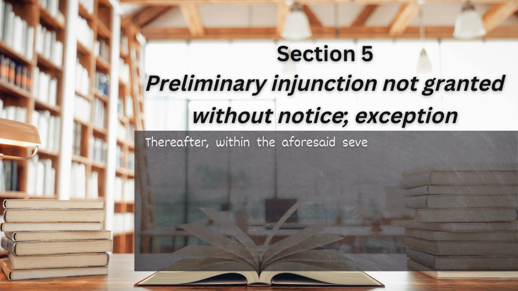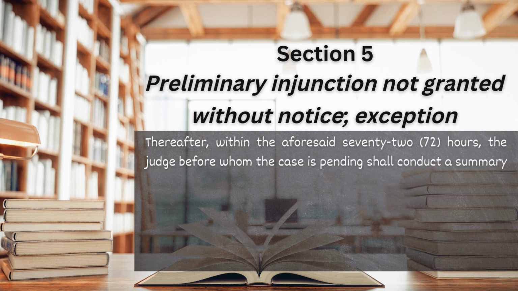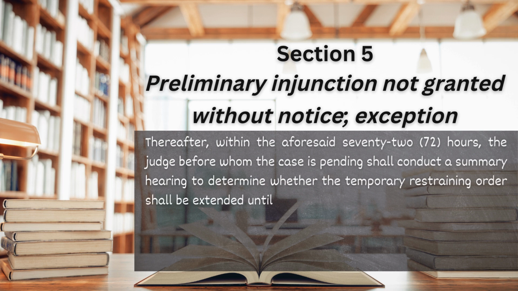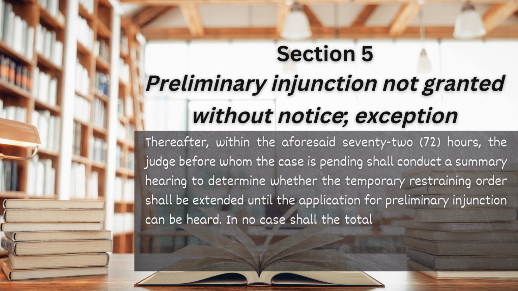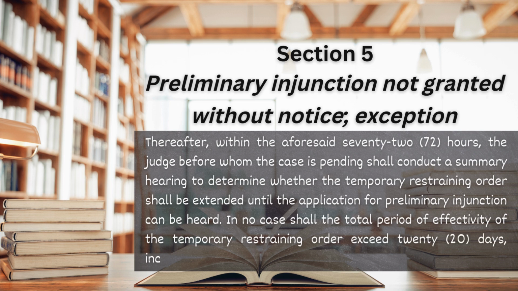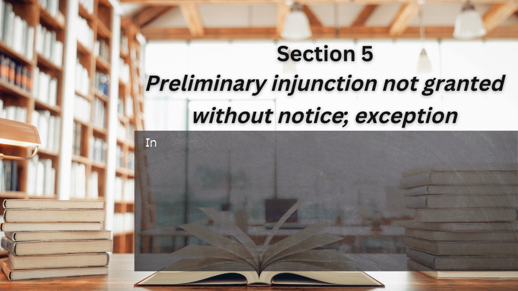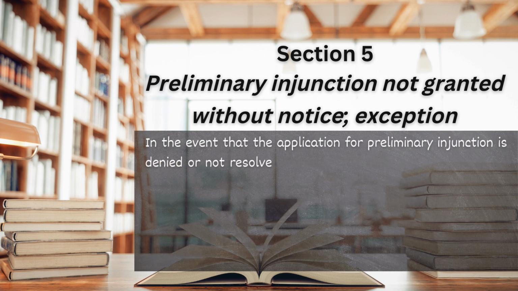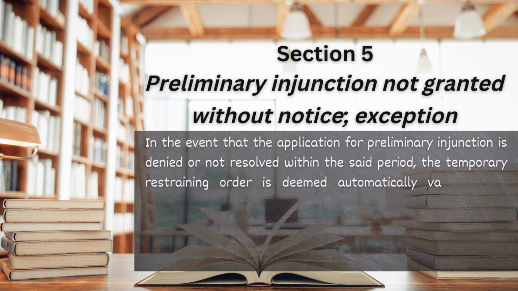Thereafter, within the aforesaid 72 hours, the judge before whom the case is pending shall conduct a summary hearing to determine whether the temporary restraining order shall be extended until the application for preliminary injunction can be heard. In no case shall the total period of effectivity of the temporary restraining order exceed 20 days, including the original 72 hours provided herein. In the event that the application for preliminary injunction is denied or not resolved within the said period, the temporary restraining order is deemed automatically vacated.